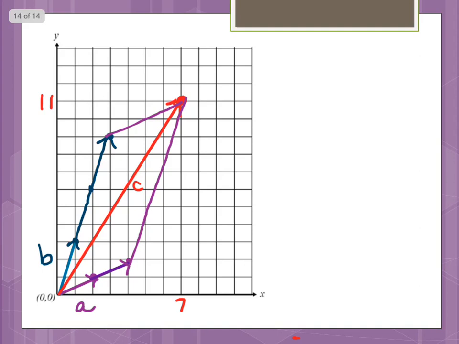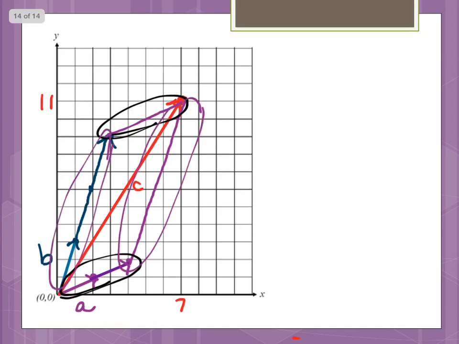I think it's fairly convincing. It should be a parallelogram. And in particular, you should be able to tell that it is because the sides should be parallel. This side right here and this side should be the same, which means they should have the same rise and run. Yes? And same thing with the other 2 sides. They also should be parallel, same rise and run. Any questions on that?